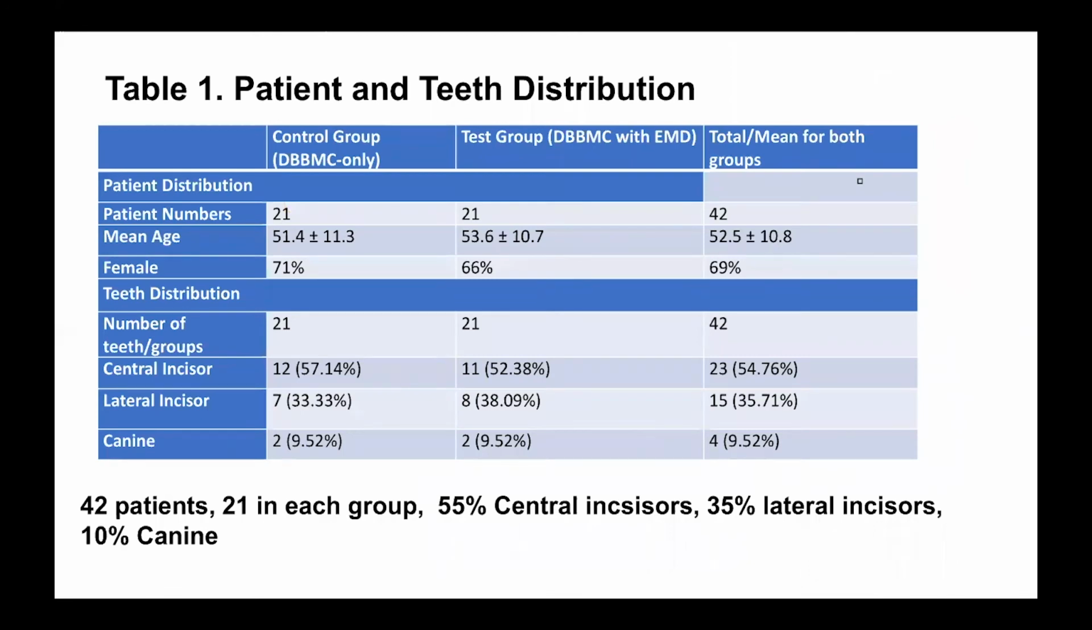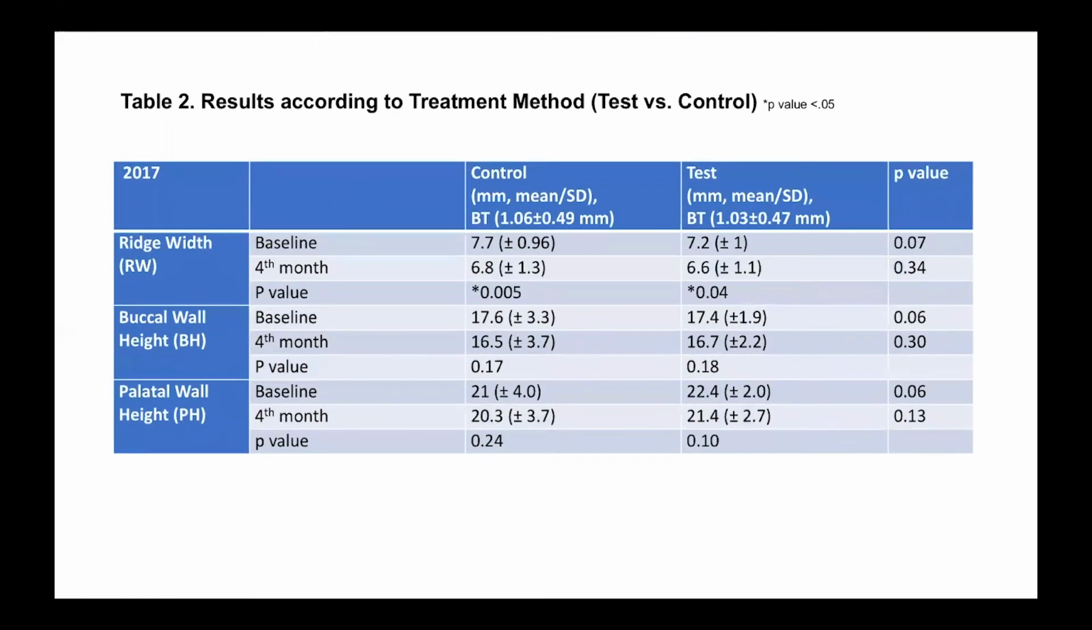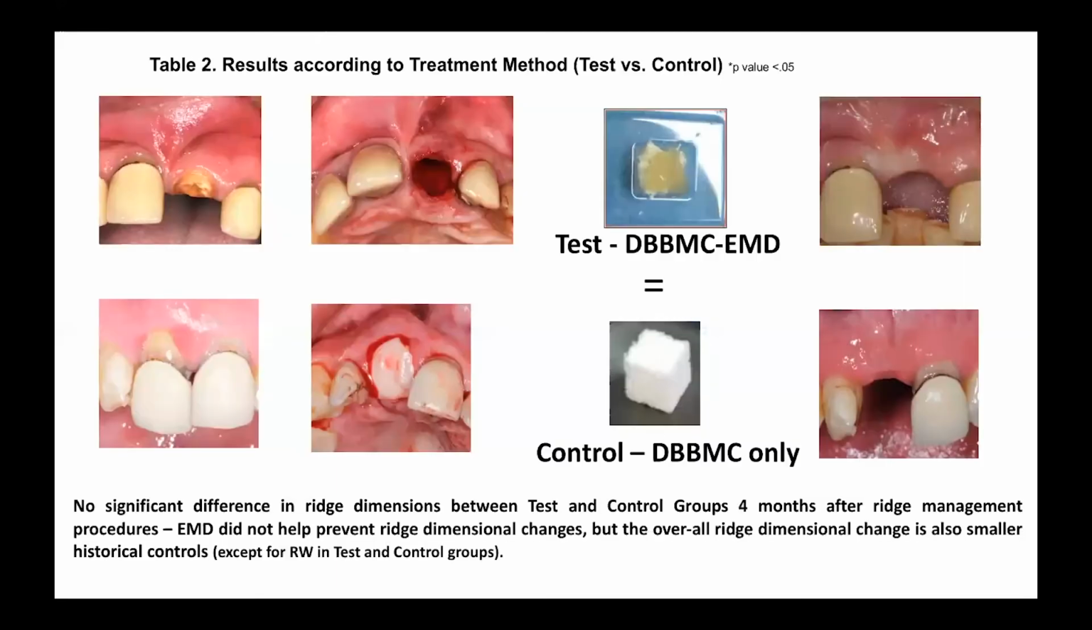There were 42 patients, 21 in each group, and more than half of the teeth were central incisors. For the results in terms of ridge dimension according to treatment method, that is test versus control, the numbers were as follows. A visual summary: there were no significant differences in the ridge dimension between test and control groups that were observed 4 months after ridge preservation, meaning the enamel matrix derivative did not help prevent the degree of shrinkage 4 months after ridge preservation procedures.